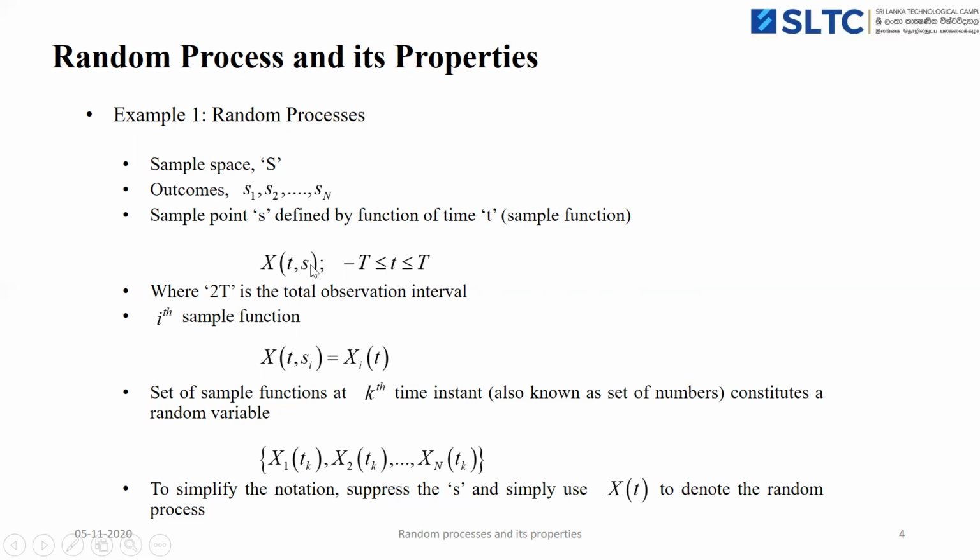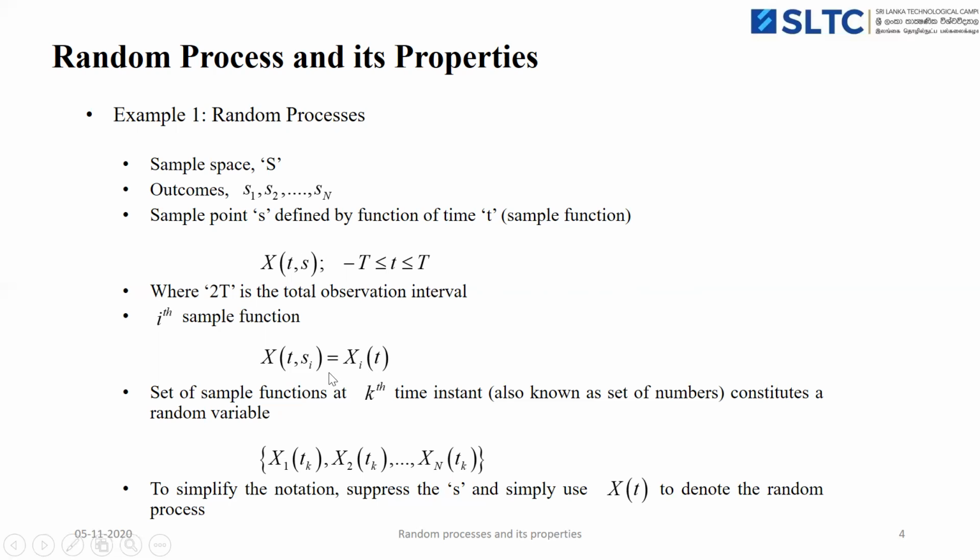So this is the general notation for the sample function. Here we are specifying the particular sample function, the ith sample function, so x of t comma si. That is the difference. So for the ith sample function, the notation is x of t comma si, which is equal to xi of t. We can represent it like that also.